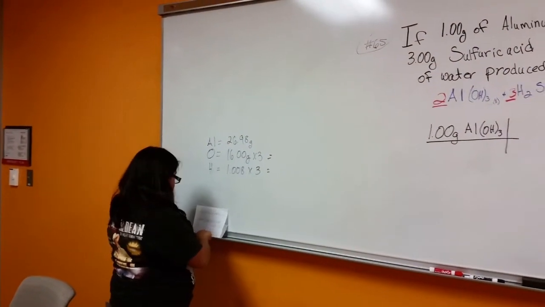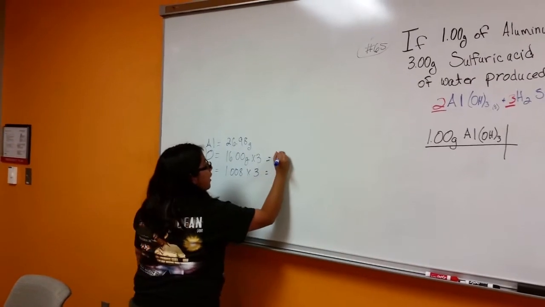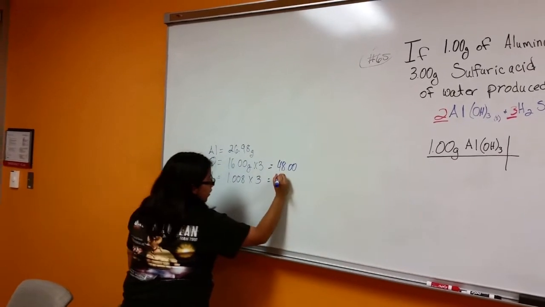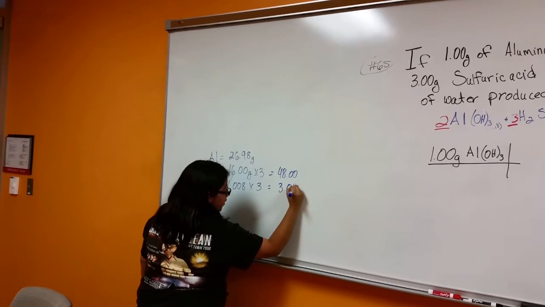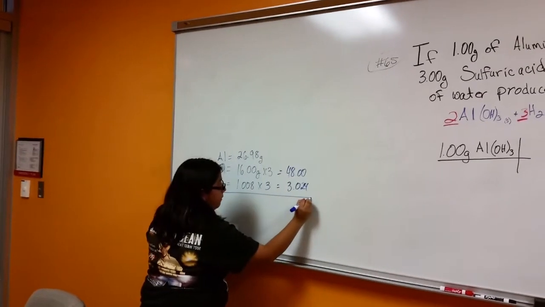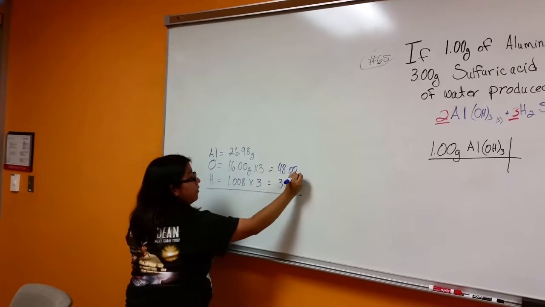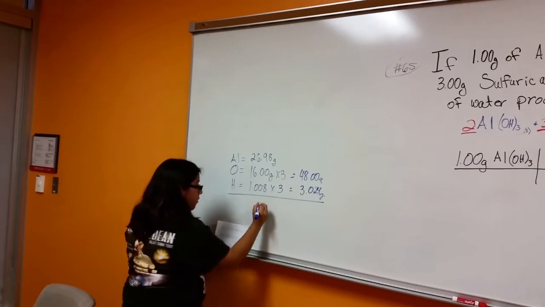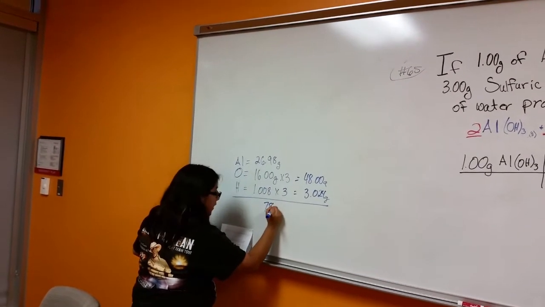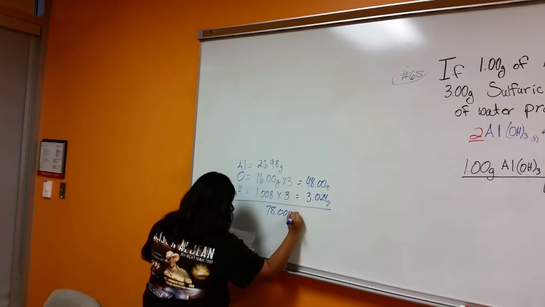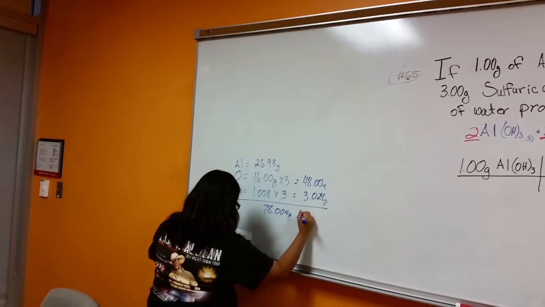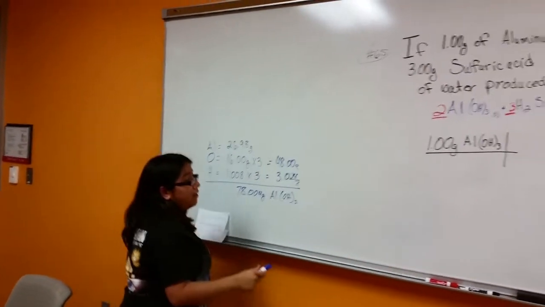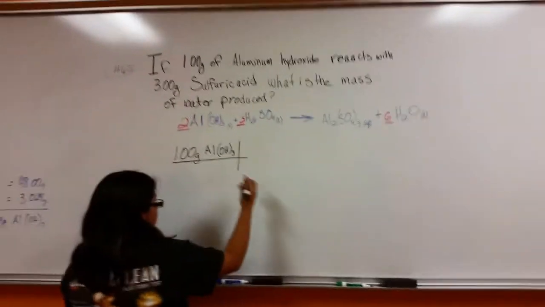Okay, so for the oxygen, when you multiply it by 3, you're going to get 48 grams. You're going to get 3.024. What you do from there is you add your 26.98 grams with your 48 grams and your 3.024 grams, which is going to give you a grand total of 78.004 grams of aluminum hydroxide. You then plug this number back in this original dimensional analysis.